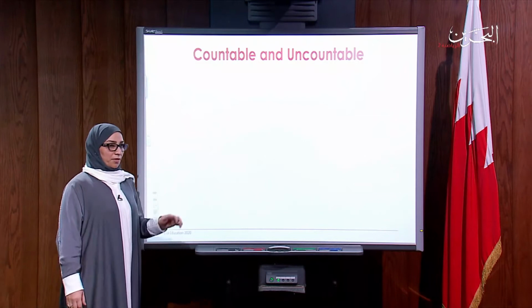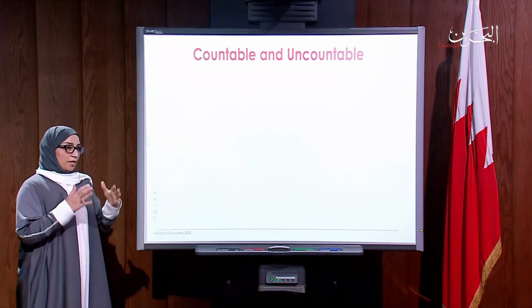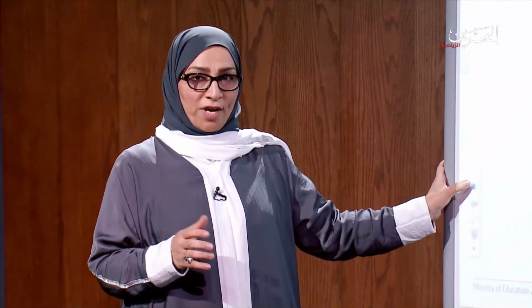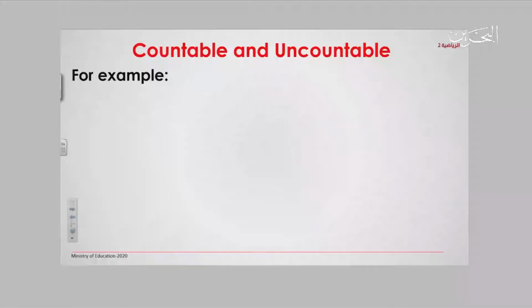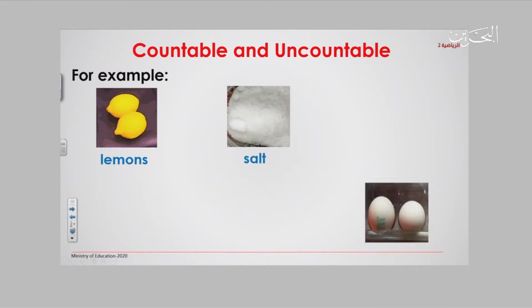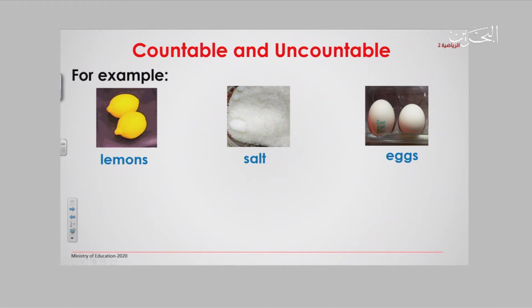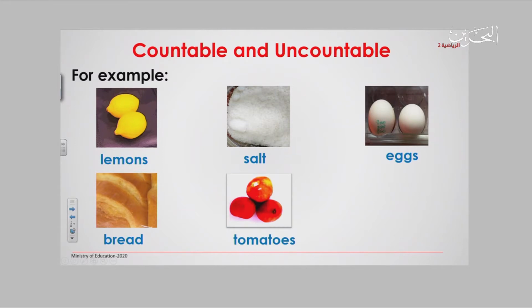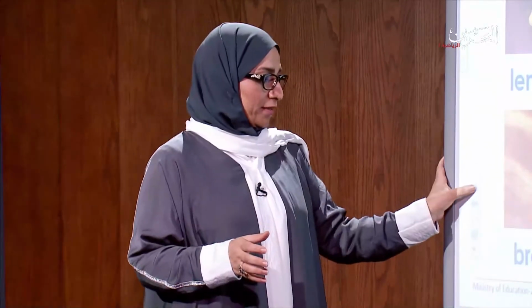Countable and uncountable. Let's introduce some nouns related to countable and uncountable nouns. For example, lemons, salt, eggs, bread, tomatoes, coffee. These are some examples of nouns related to countable and uncountable. Let's go to the next slide.